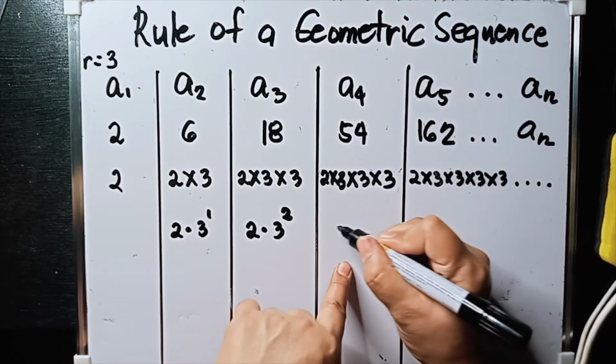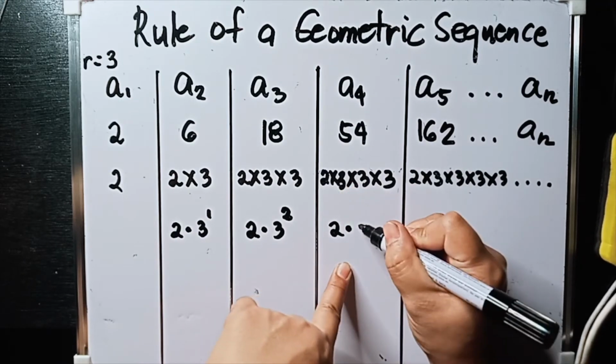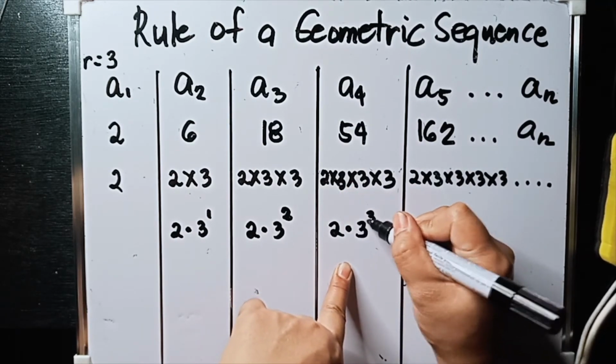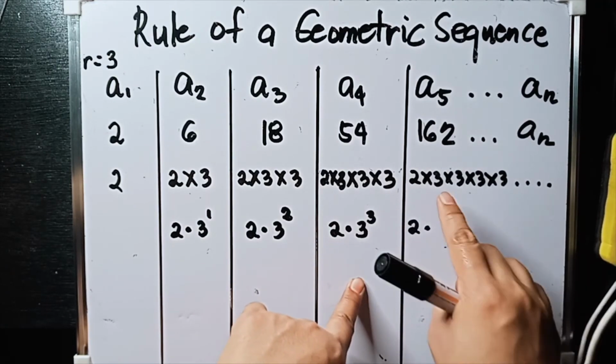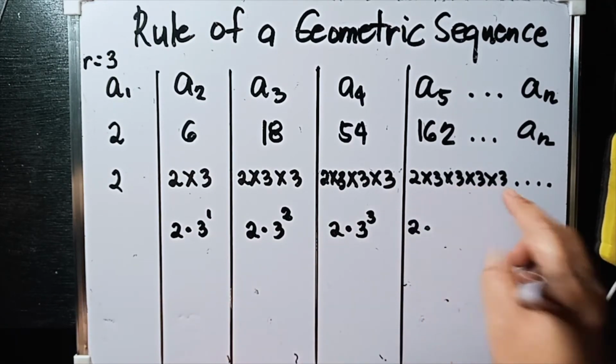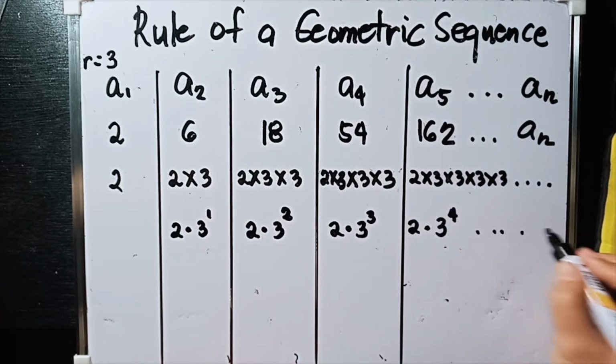So, we have 2 times, how many 3's? 1, 2, 3. So, it means it is 3 cubed. How about this one? We have 2 times, how many 3's? 1, 2, 3, 4. So, this means that this is 3 raised to the 4th power, and so on.